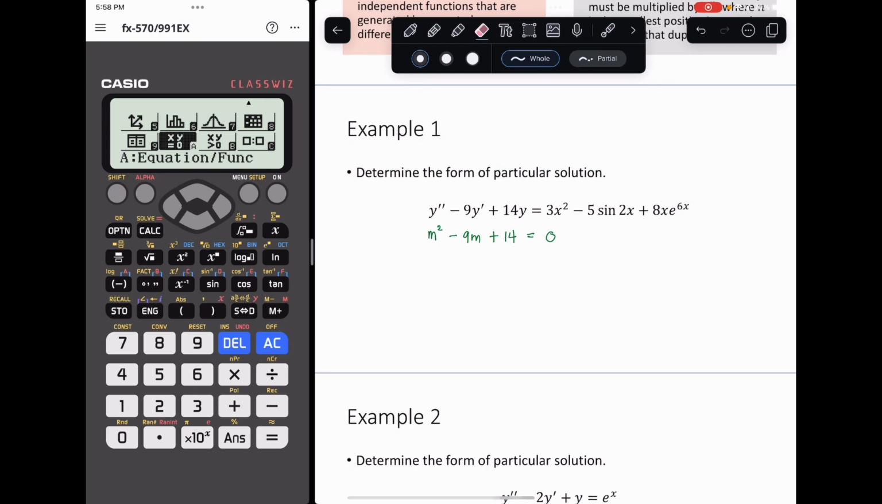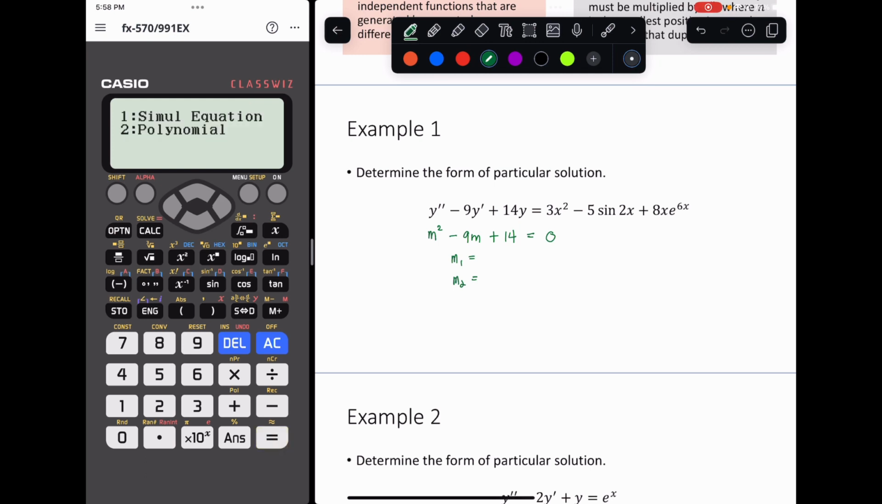So in this case, I'm just going to right away find the roots. I'm going to use the calculator. So for the equation, I'm just going to click the equal sign. And then since this is a quadratic equation, a polynomial, I'm going to press 2. This is a quadratic, therefore it's degree 2, so I'm going to select 2 as well.